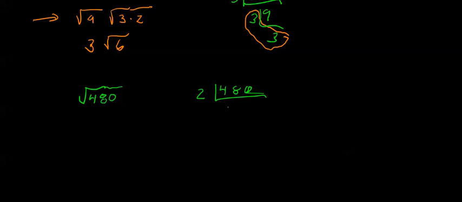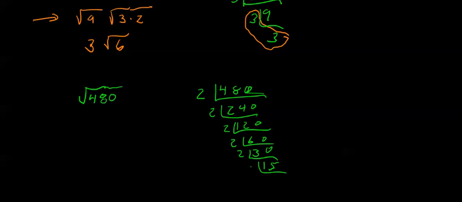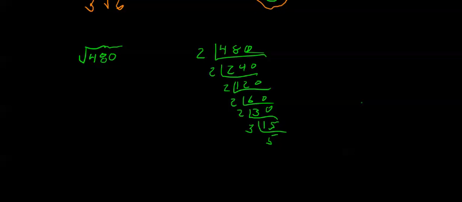480 divided by 2, I get 240. Divided by 2, I get 120, then 60, 30, 15, and I get a 3 and a 5. Now, all I do is circle this pair of 2's, and I write down 2, because 2 times 2 is 4, square root of 4 is 2. I just write it down.